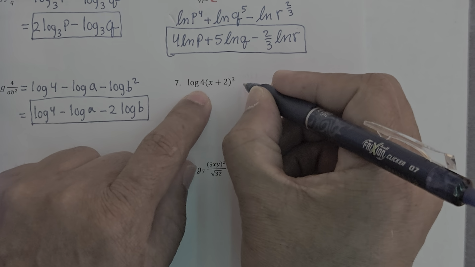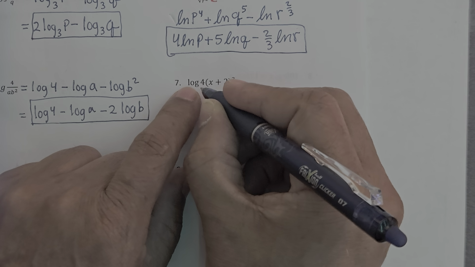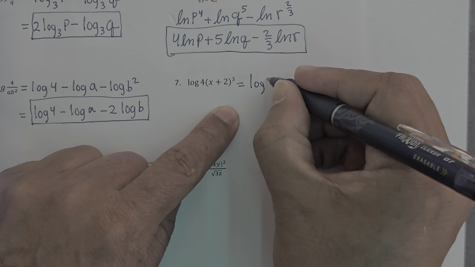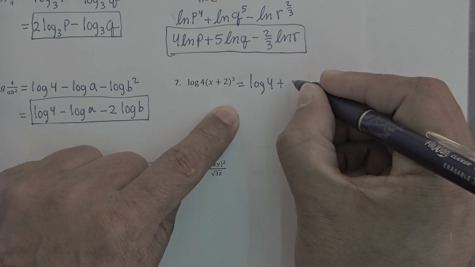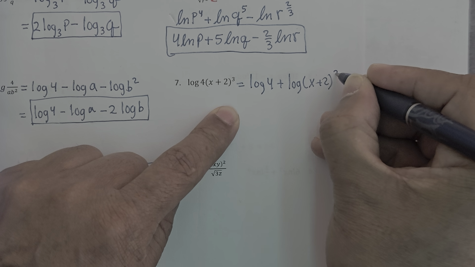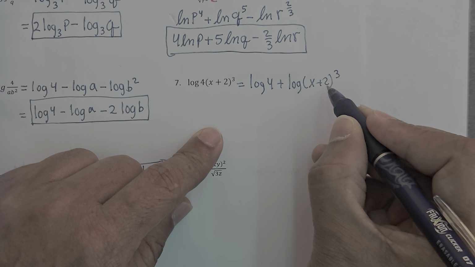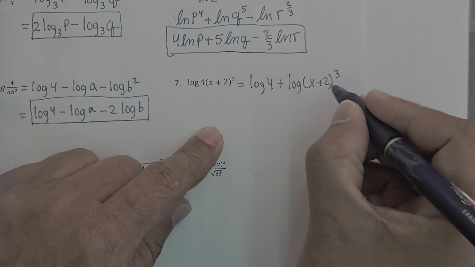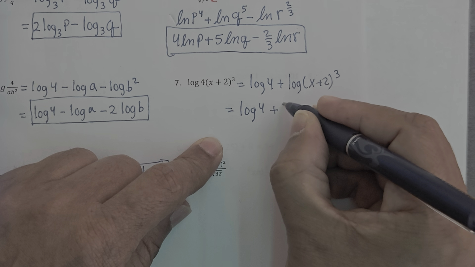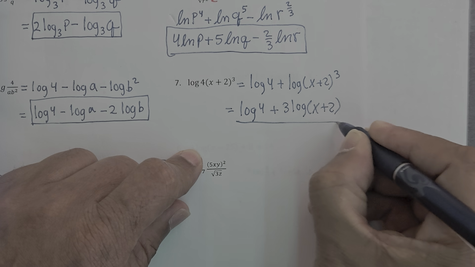For the next example, we have a 4. And we have this quantity here, x plus 2, and it's being cubed, so we're applying the product and the power. This is going to be expanded as the common log of 4 plus the common log of x plus 2 cubed. But then I'm going to apply the power property here. Don't forget, x plus 2 sits inside of a parenthesis. You cannot do anything else. So this is just one log. So this is equal to common log of 4 plus 3 common log of x plus 2, and that's all for this problem.